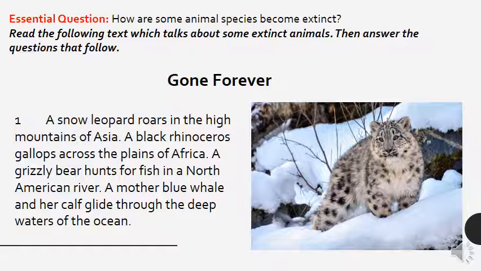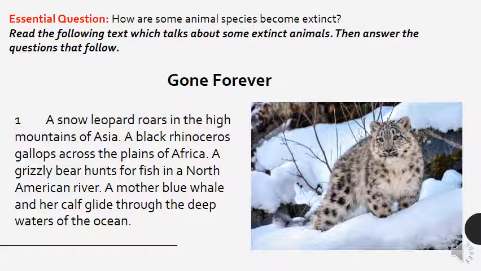Let's now start with our reading lesson, and these are the essential questions. How do some animal species become extinct? And this is the thing that I talked about at the beginning of the lecture when I said that because of poaching, because of hunting, it means hunting animals for their skin or for their fur or for their trunks and so on.